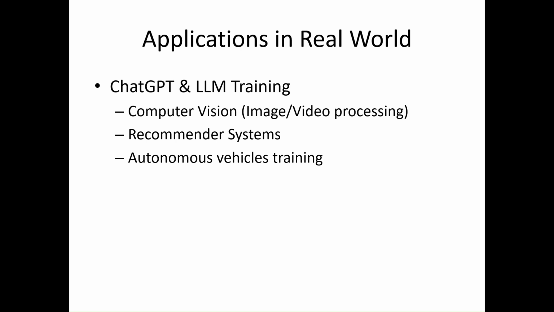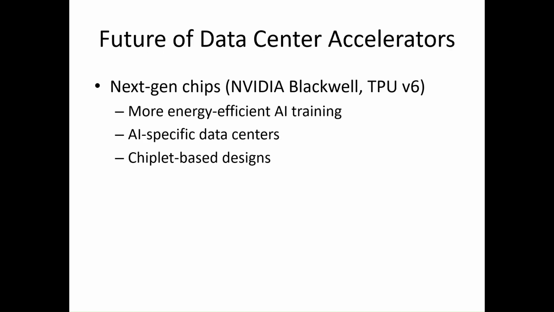Next, applications in the real world. We know ChatGPT is one of the best examples, along with LLM training, computer vision, image and video processing, recommender systems, and automated vehicle stacks. We know the automated car. Anywhere you need massive model capacity and fast iterations. So accelerators are already involved in the real world, and in the future they will also play a vital role.